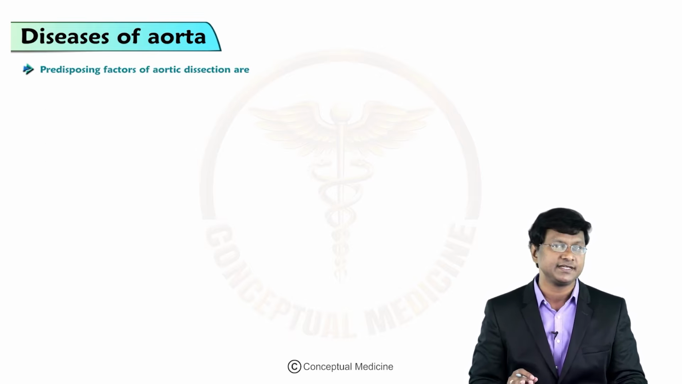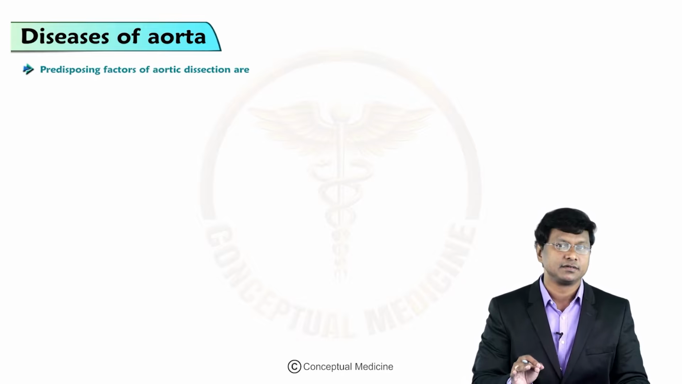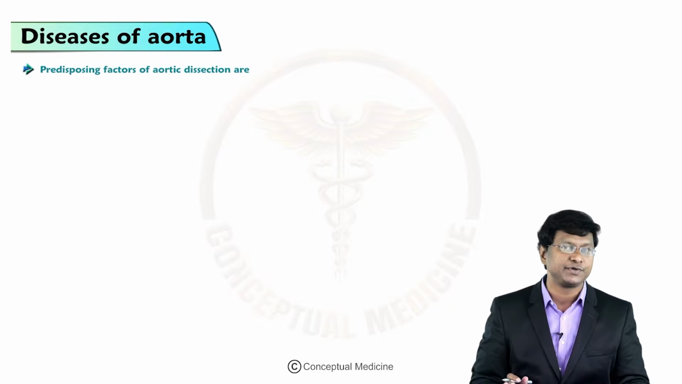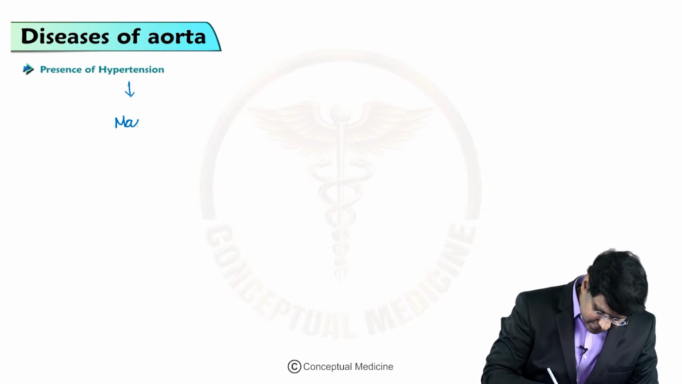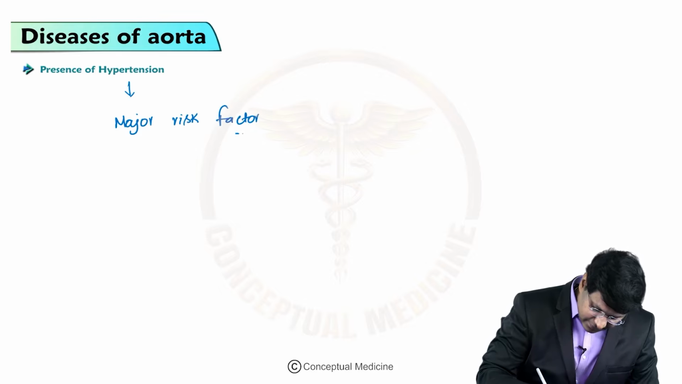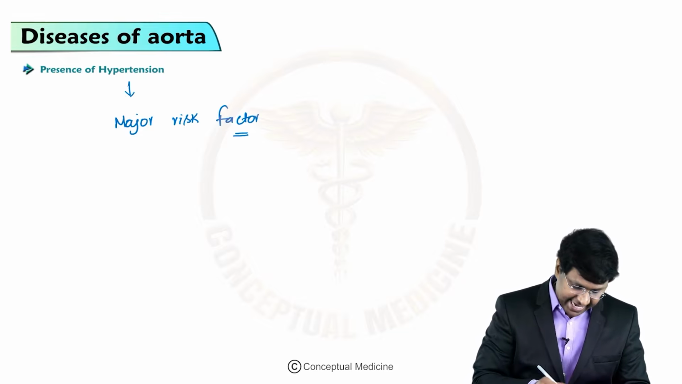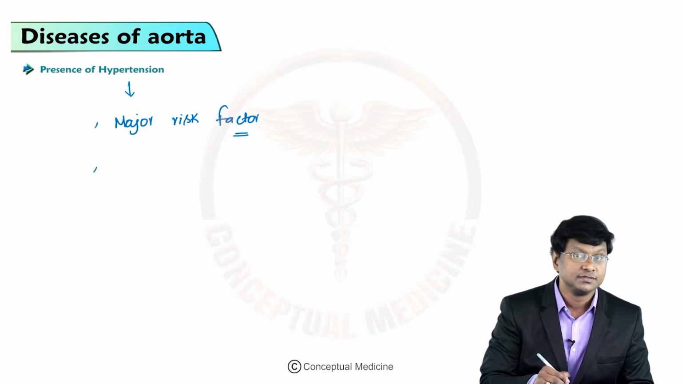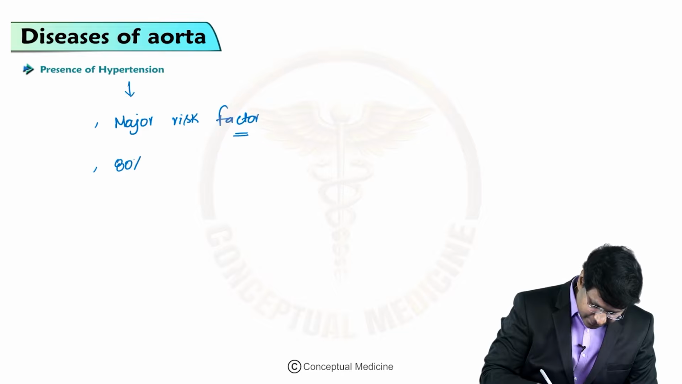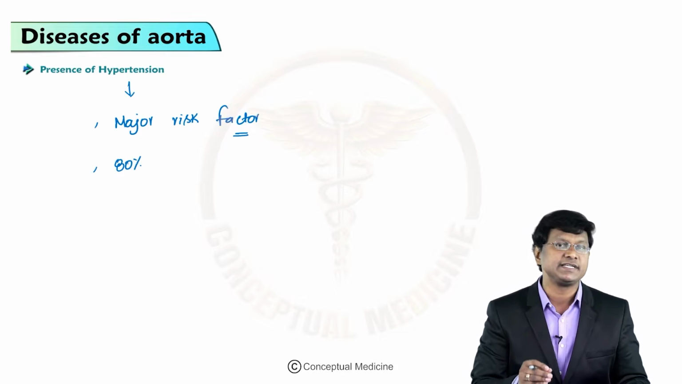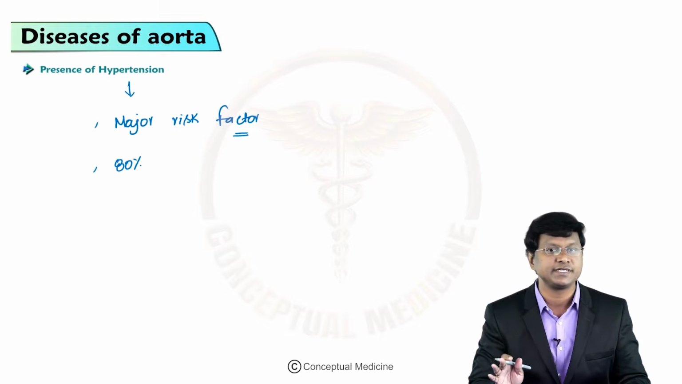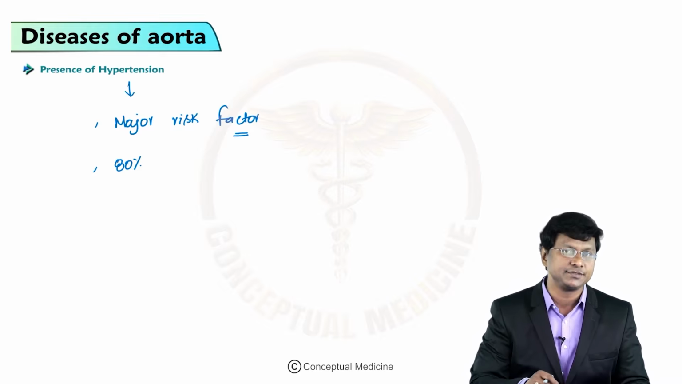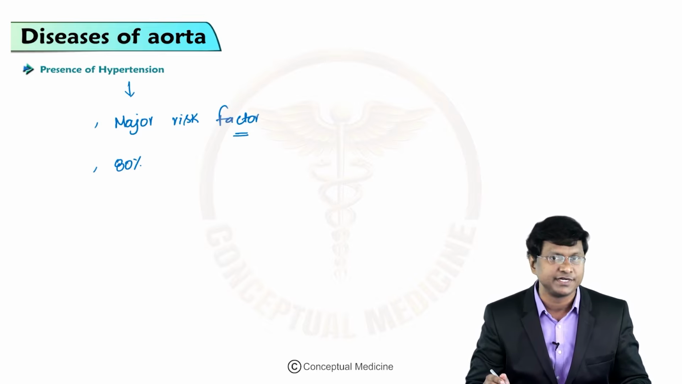If you take the predisposing factors, the major factor that contributes to the development of aortic dissection is arterial hypertension. It is a major risk factor, and it constitutes 80% of patients developing aortic dissection. In almost 80% of patients, it is arterial hypertension which will be responsible for the development of aortic dissection.